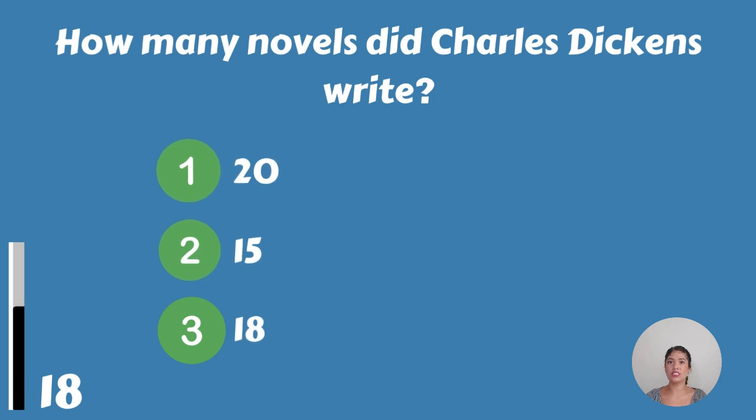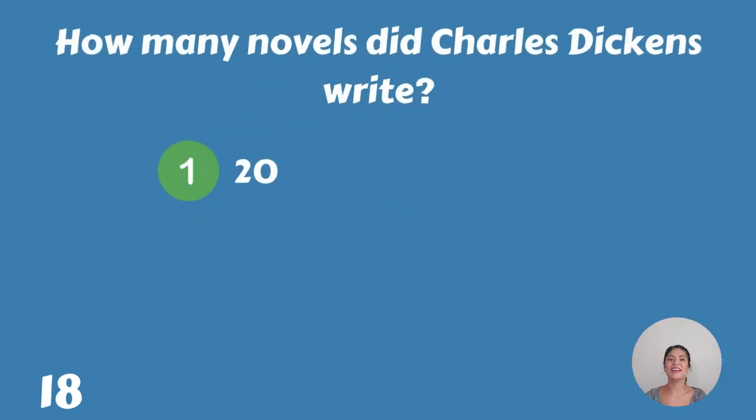How many novels did Charles Dickens write? 20, 15, 18. 20.